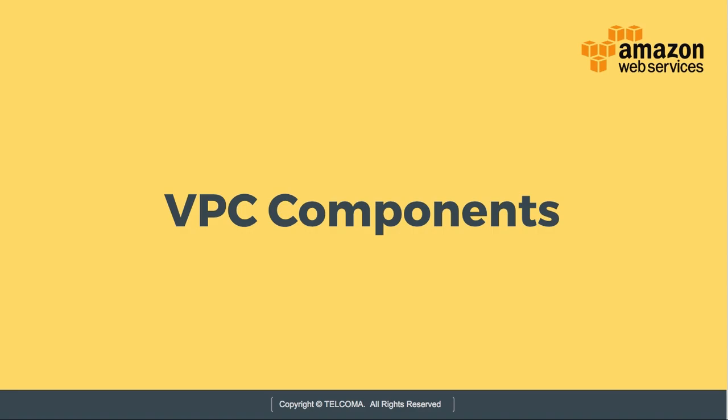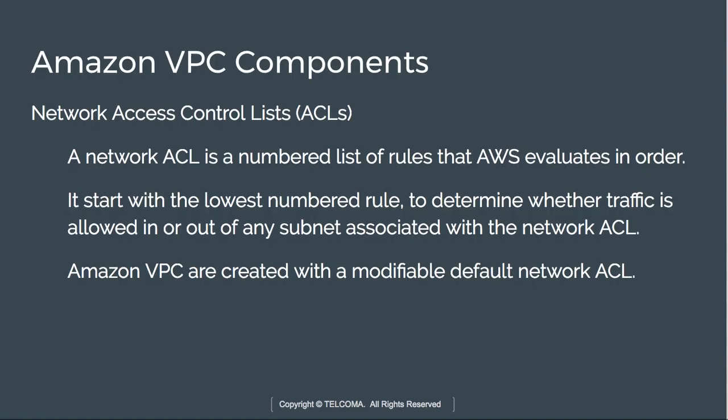Today in our class we are going to discuss the next component of Virtual Private Cloud, which is Network Access Control List. So let's have a look at network ACLs, which are Access Control Lists. This is another layer of security that acts as a stateless firewall on a subnet level.